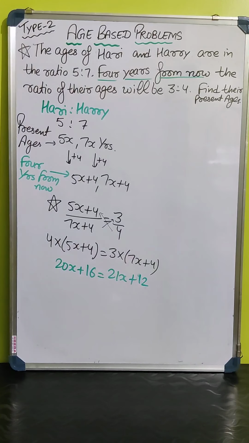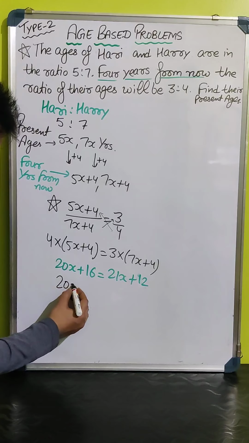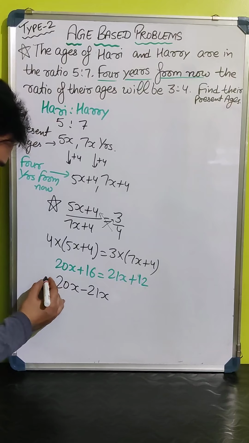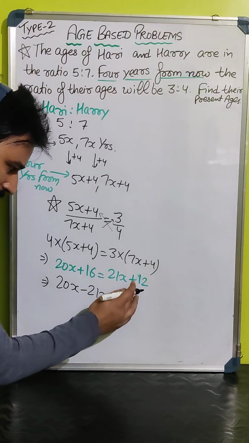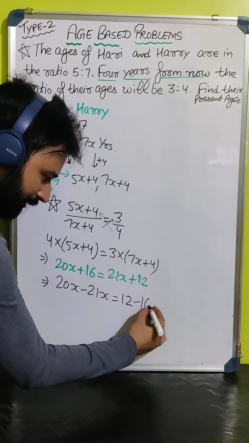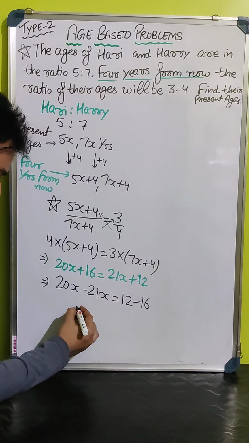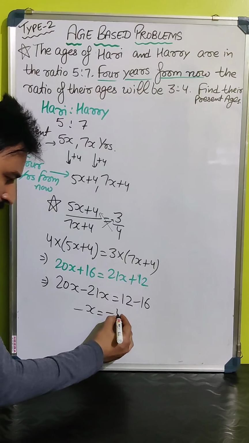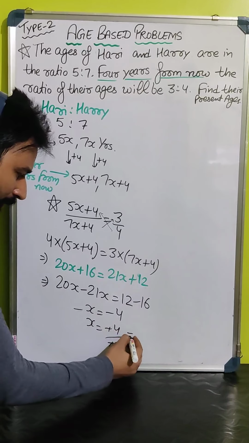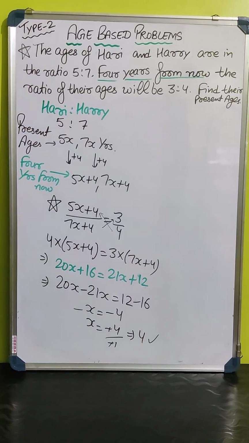Okay. Now find out the value of x. Take the variable on the left hand side. It is 20x minus 21x, is equal to 12. Now take 16 to the right hand side, minus 16. So minus 1x is equal to minus 4. x will be minus 4 divided by minus 1. The value of x is coming 4.